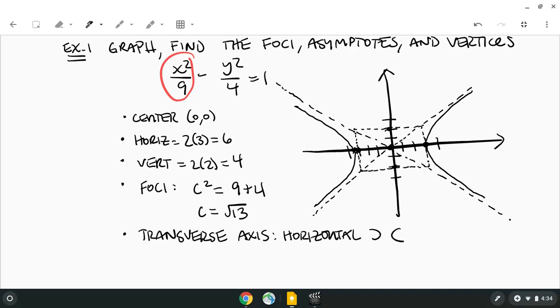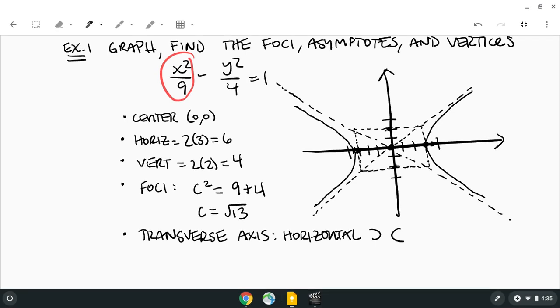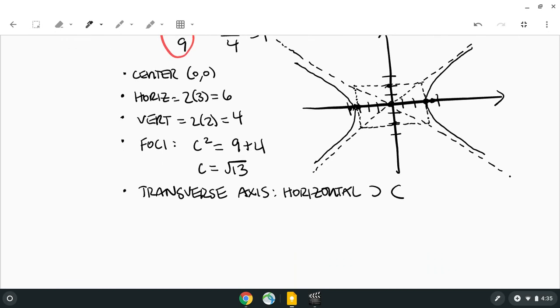All right, very good. Our focus points, square root 13. So that's somewhere between 3 and 4. So from the center, 1, 2, 3, point something, 1, 2, 3, point something. Okay, so that left one's a little sloppy there.